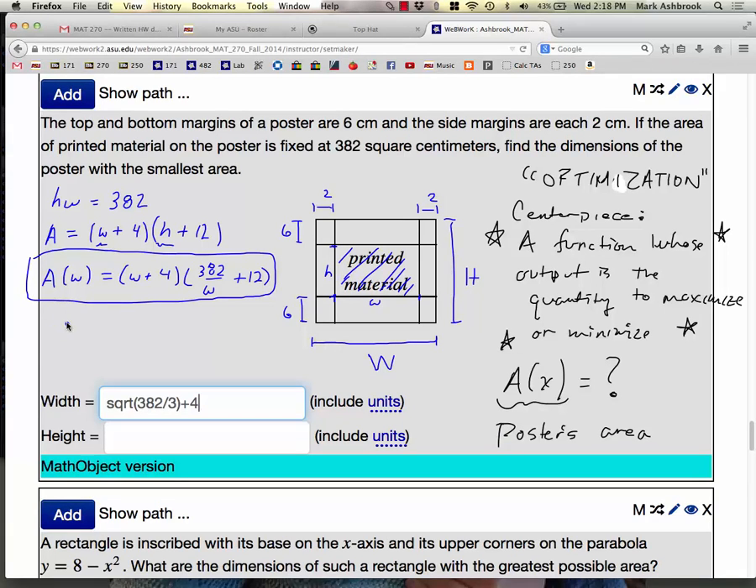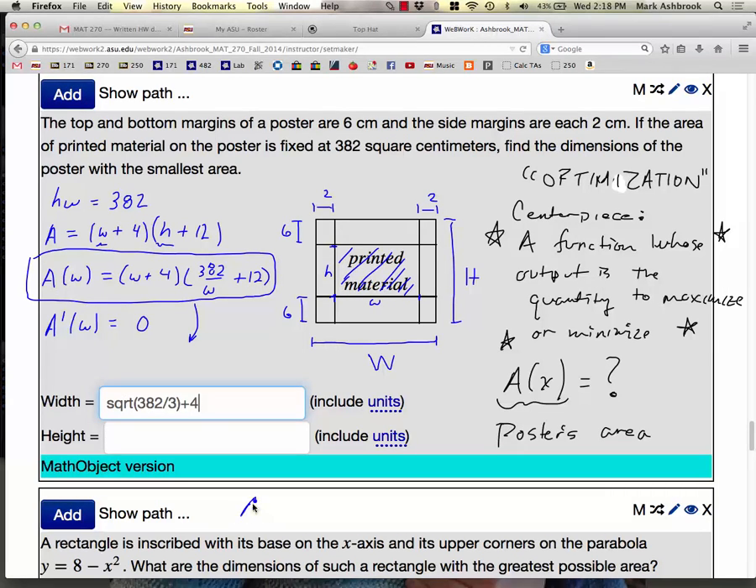All right, so we're going to look for a local minimum. How do we get a local minimum? Derivative equal to 0. Okay, so you could do the product rule on this, or you could multiply this out first and do it term by term. Okay, so let's do that.